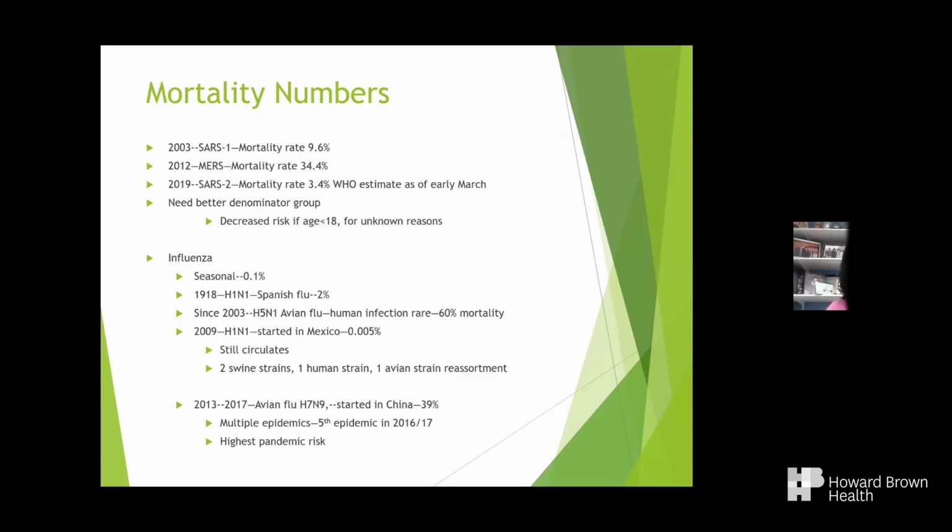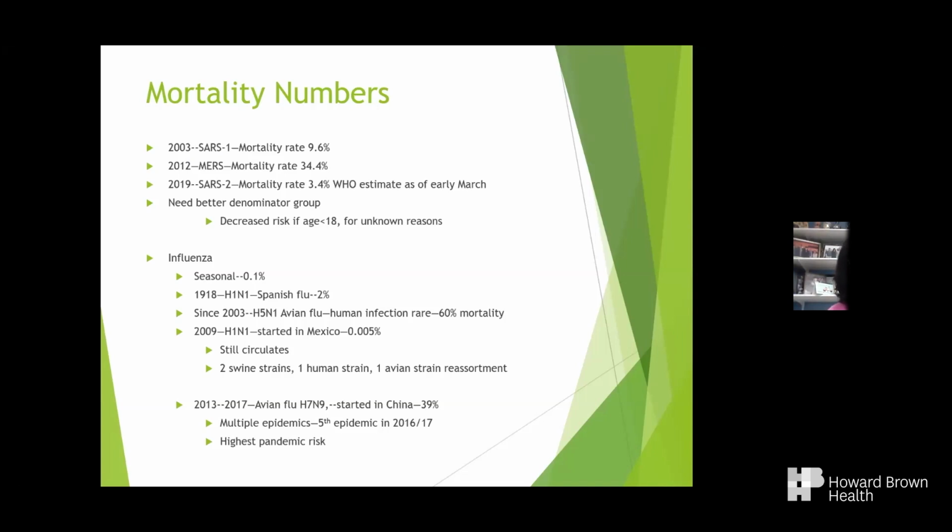In terms of mortality numbers, the first SARS mortality rate, as I mentioned, 9.6%, MERS 34.4%. What about this one? WHO came out with an estimate in early March of 3.4%, but we really need a better denominator. So the mortality is how many people who have the disease will die of the disease. And that's where the denominator, if it increases, the mortality will go down.